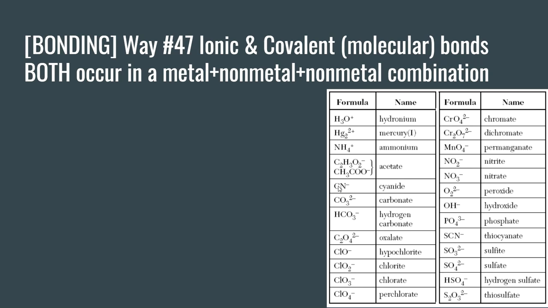So all of these, cyanide, carbonate, hydrogen carbonate, are covalently bound compounds. So if we add a metal to the mix, then the whole compound will be a mixture of ionic and covalent bonds. So whenever you're looking for problems that feature both types of bonds, look for the metal, nonmetal, nonmetal combination. And again, that nonmetal, nonmetal combination will usually feature an ion from table E.